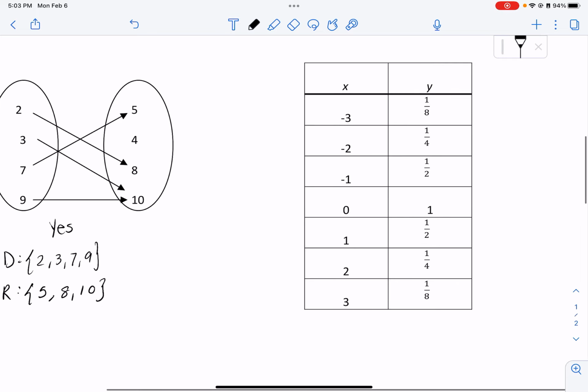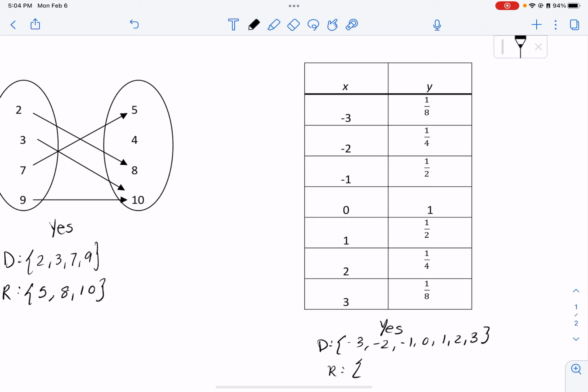Now this one here, hopefully you can see it is a function, right? There's no input that produces more than one output. Your domain is just all your x values. So you have -3 and all the integers up to 3.